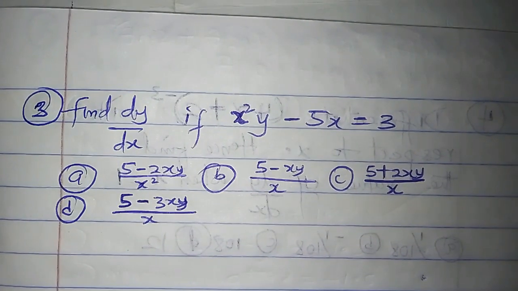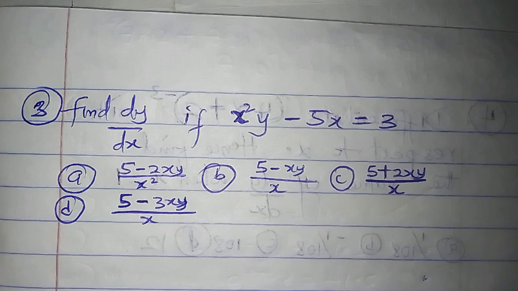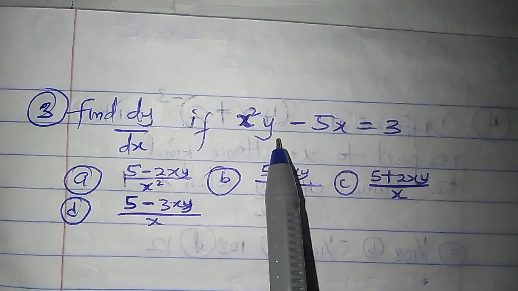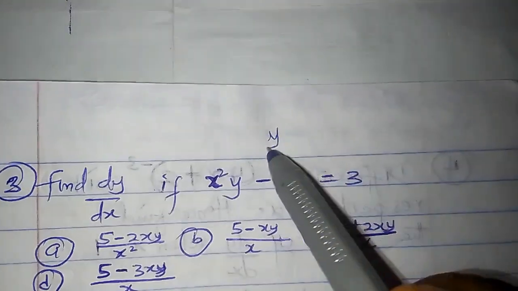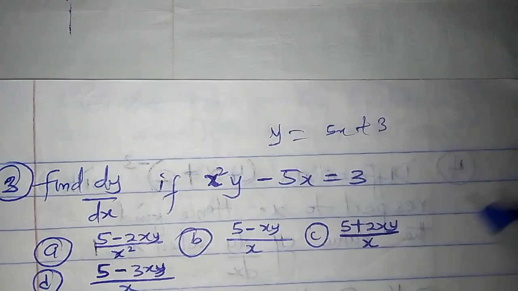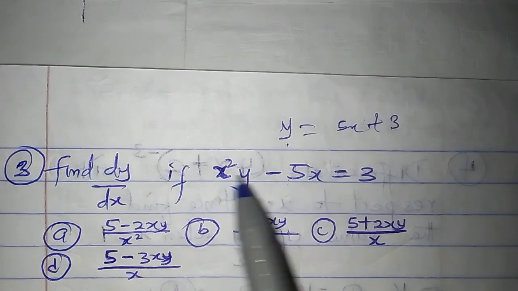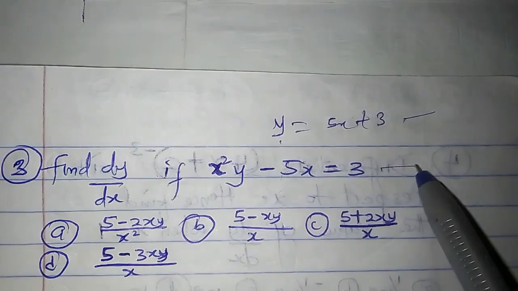Alright, this is question 3. We have to find dy dx if x squared y minus 5x is equal to 3. Now, what we can see here is an implicit relationship between x and y. This function is an implicit function in the sense that y is not the subject of the formula. Compare this to an expression like y is equal to 5x plus 3. They are not the same. In this case, y is made the subject of the formula. Now here, y is not made the subject. Both x and y are mixed up. So we call this explicit, we call this implicit.